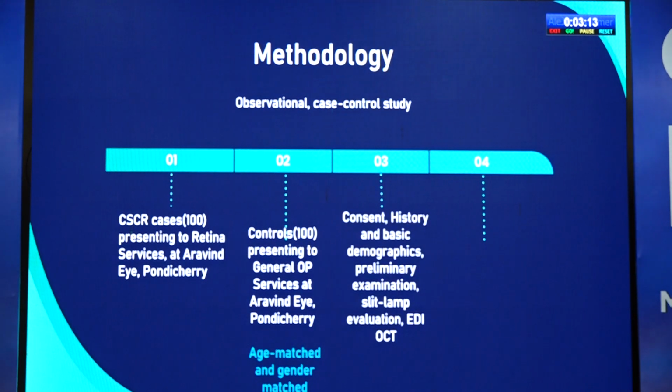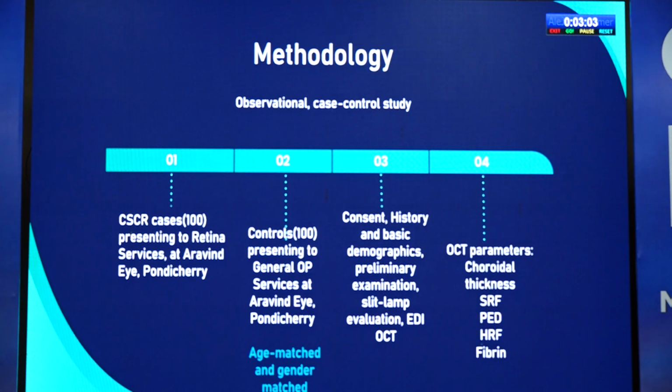After taking consent, history, and basic demographics, preliminary examination was done, and EDI-OCT scan was done for all patients and controls free of cost. The OCT parameters noted were choroidal thickness, pachychoroid, subretinal fluid, pigment epithelial detachment, hyperreflective foci, and fibrin.